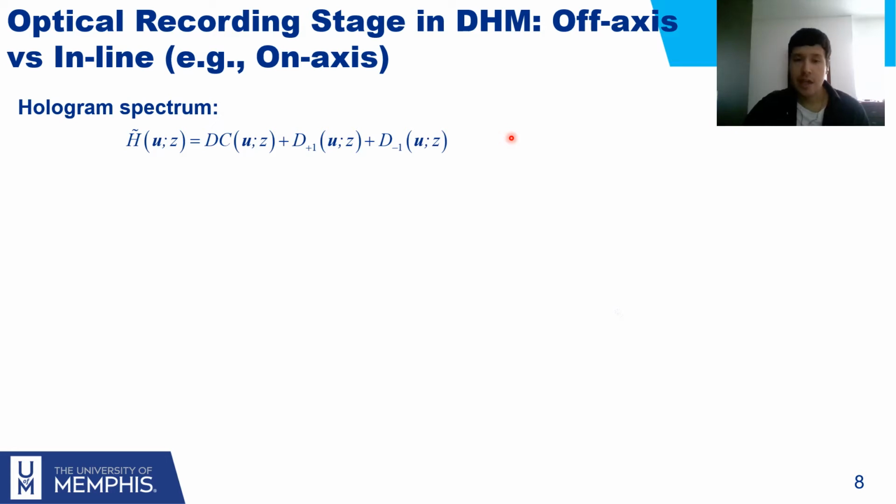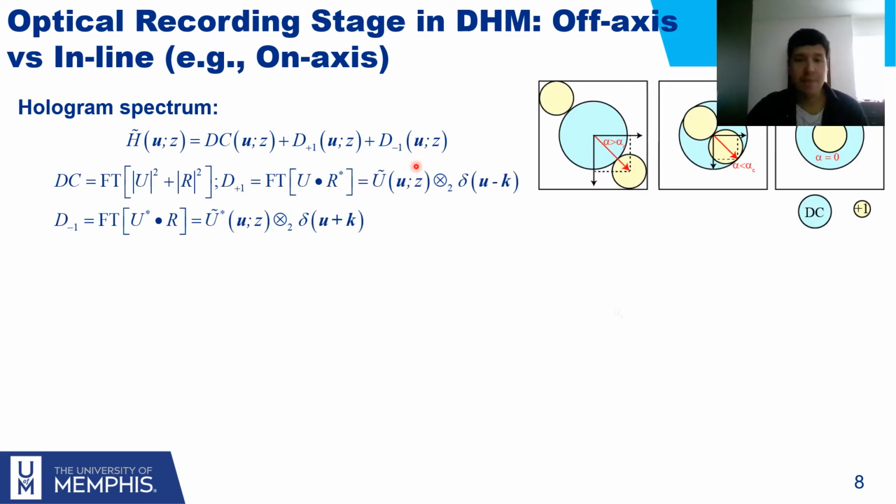Okay, so in the optical recording of DHM holograms, we have essentially two different kinds of setups, both the off-axis setups and the inline setups, also known as on-axis setups. Recording the hologram spectrum, we notice that the information of the DC term and the +1 and -1 diffraction orders are the ones that build the whole hologram, and depending on the location of this information in the hologram spectrum, we can have the information of the different terms completely isolated, like in the case of an off-axis recording or off-axis hologram, or completely overlapped.